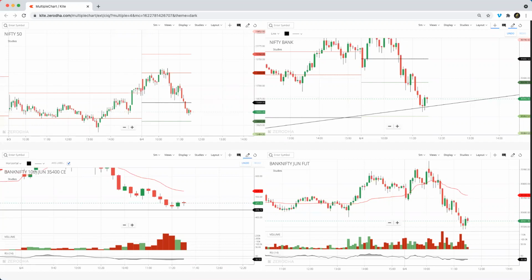So I'm watching out for the 35,400 call option. Let's see how the price action is. We need a confirmation, and only then will we decide what to do, because as of now the sellers are still in strength. India VIX is rising. India VIX is still up.